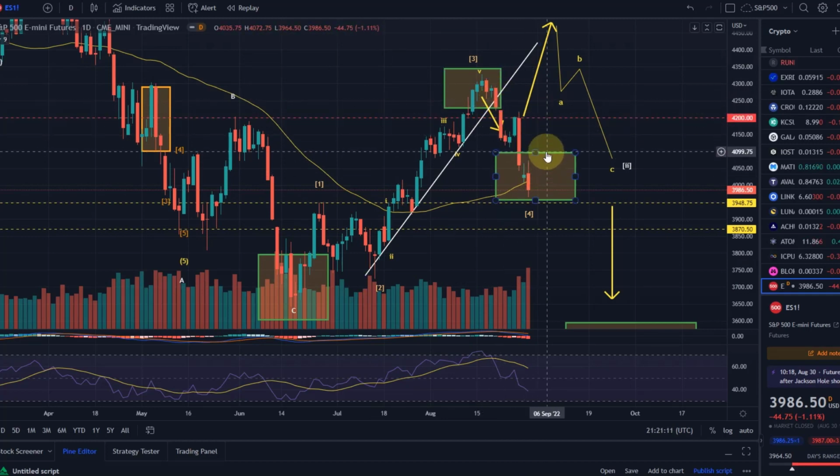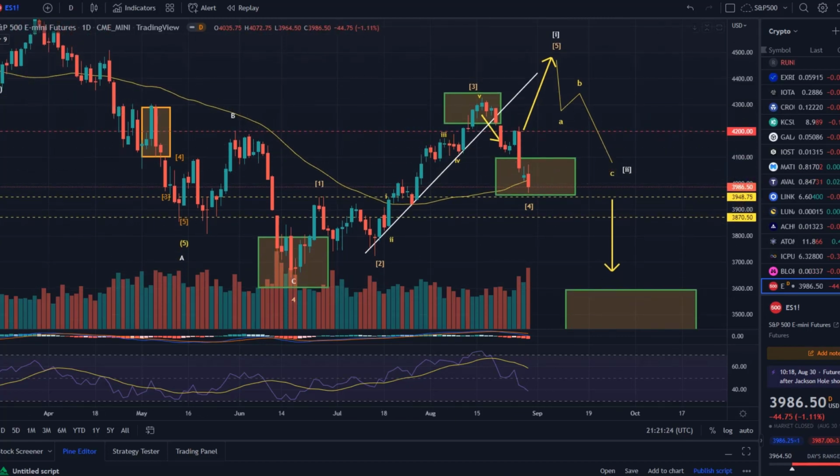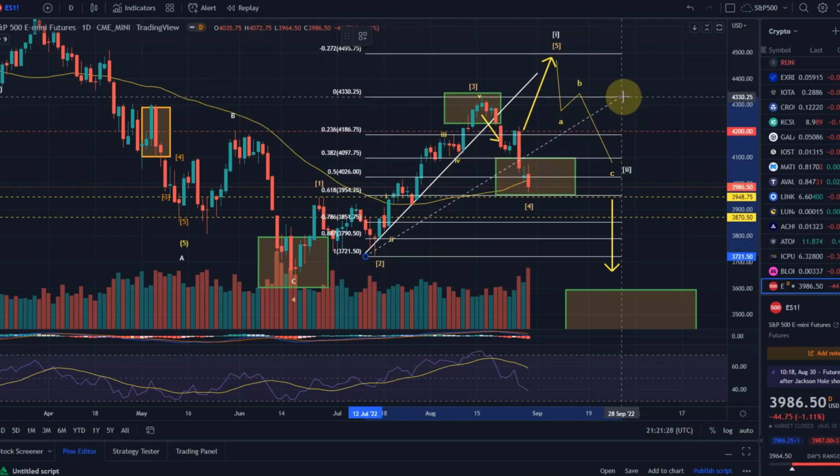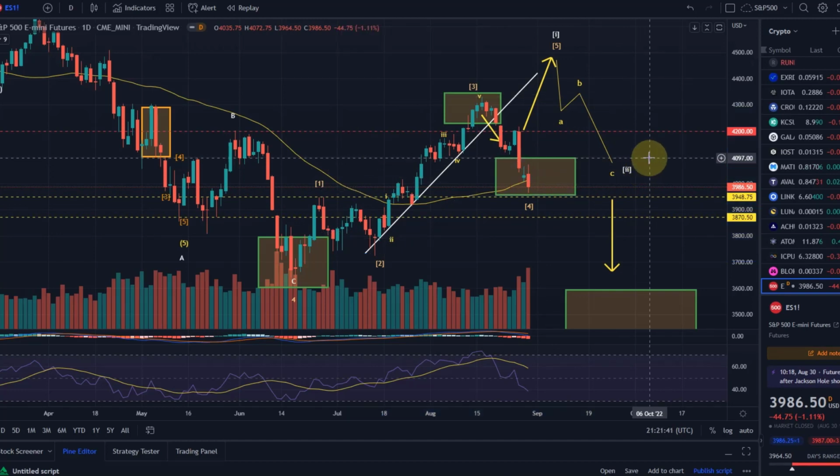Now I told you that we will probably get into this region between 4,000, let's say 4,100, and 3,950 US dollars. That is based on the retracement area here. You can see the length of the wave 3 and then the retracement, and this is the area between the 61.8% fib level and the 38.2% fib level. Currently the assumption is that this is a wave 4.